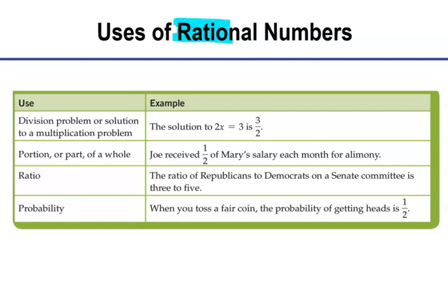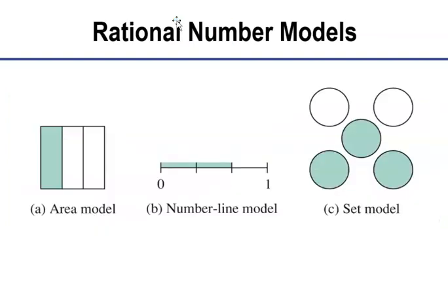And another use for rational numbers is probabilities. For example, when you toss a fair coin, the probability of getting heads is 1 out of 2 different possibilities, which is heads or tails. So all these are great uses of rational numbers. And we have a model for rational numbers. Drawing a picture and dividing the whole up into parts is great.